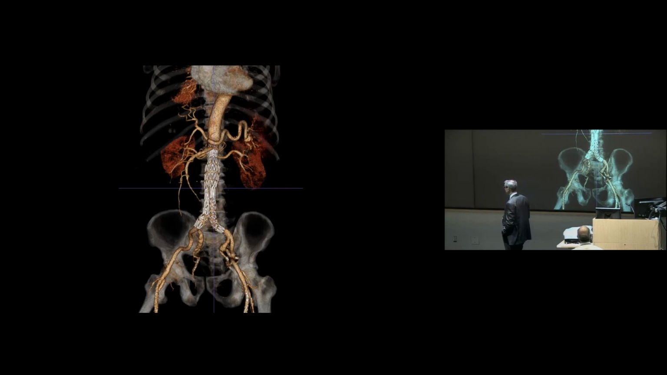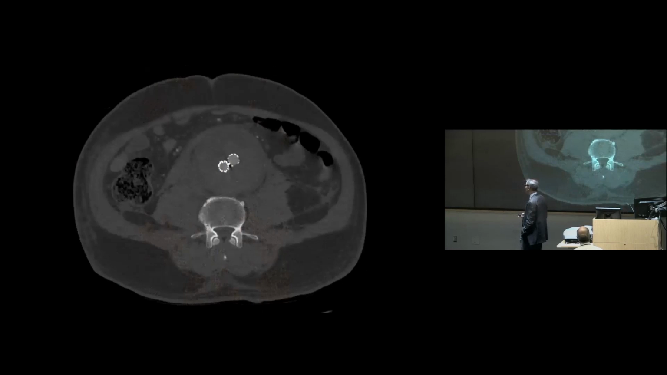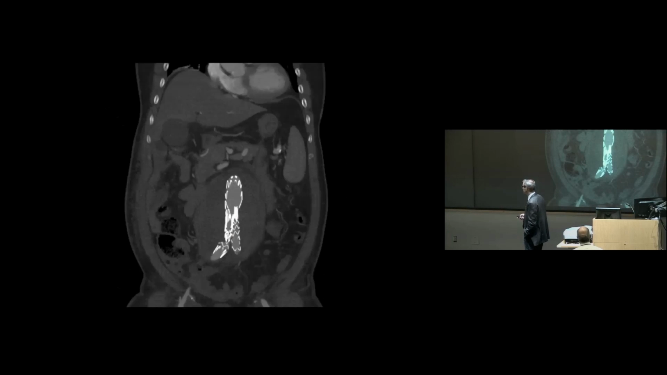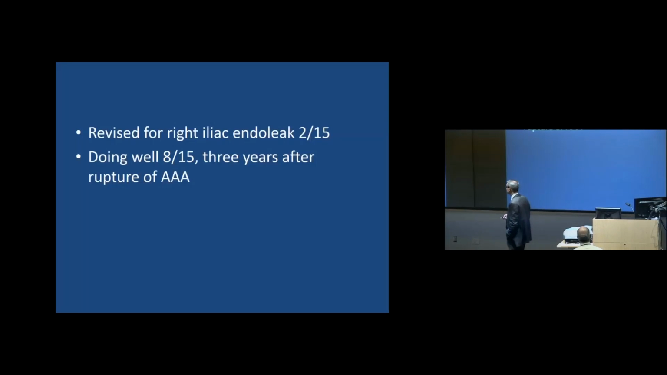The distal landing zones are right at the common iliac bifurcations as intended, and these are other images of his completion repair with no sign of endoleak. Just for follow-up, he came back in February 2015, actually 2.5 years later, at which time he had retraction of the right graft iliac limb into the aortic aneurysm sac and had a distal endoleak. That was revised with an endovascular replacement of an additional iliac component. And 6 months later, 3 months after the original rupture, he was still doing well.